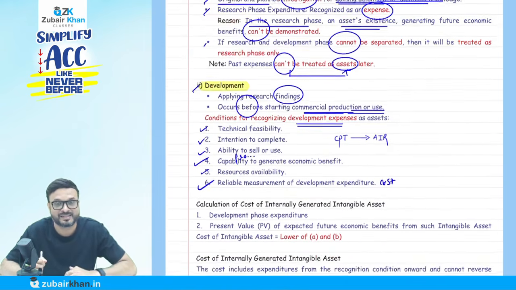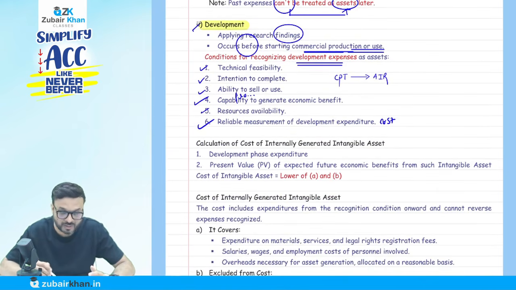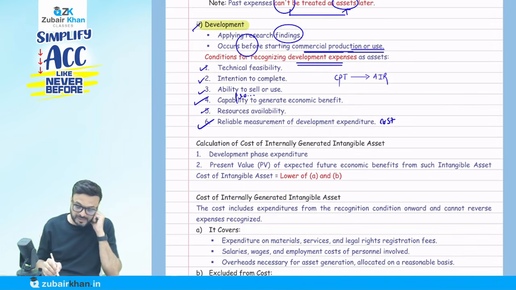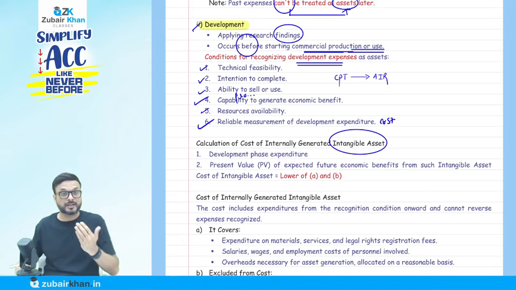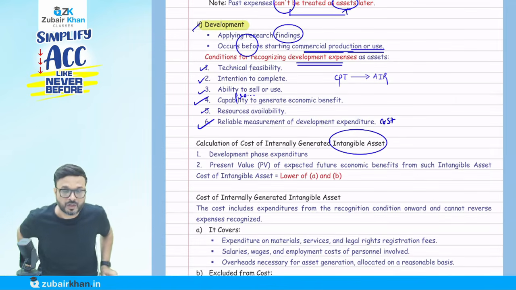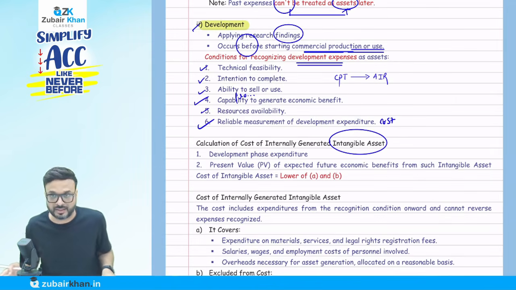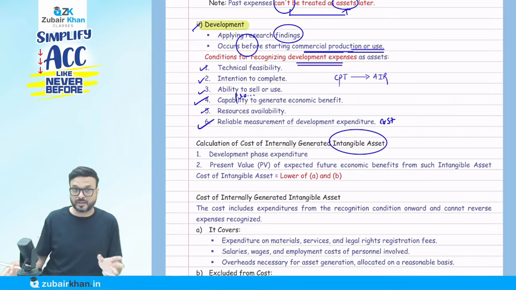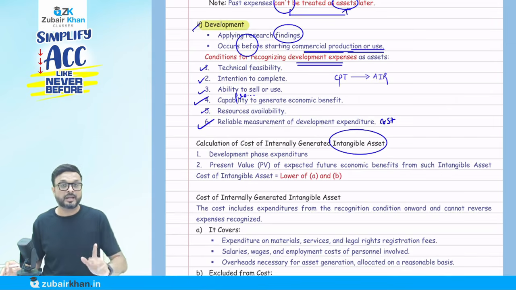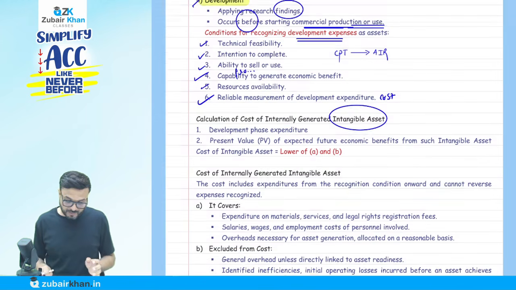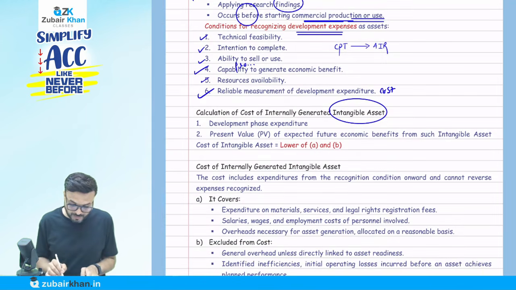Now here, if these 6 conditions are satisfied, whatever cost we incur, we can capitalize. But remember, when it comes to an internally generated intangible asset, research will go to the P&L account and development cost will be capitalized. Research will go to the profit and loss account, and development will be capitalized. But remember, when I say this, under Accounting Standard 26, the development phase expenditure or the present value of the expected future economic benefit from such intangible asset, in that case, we are going to recognize the lower of A or B.